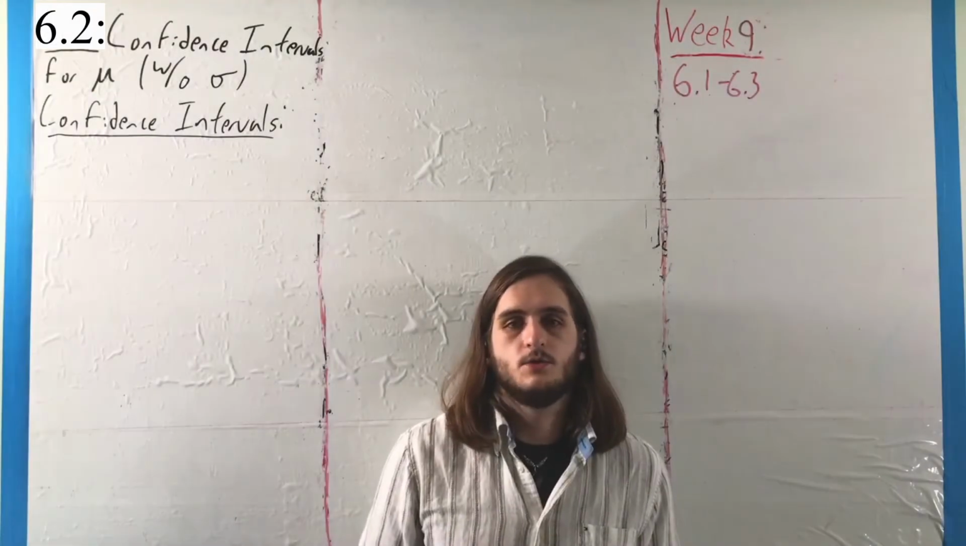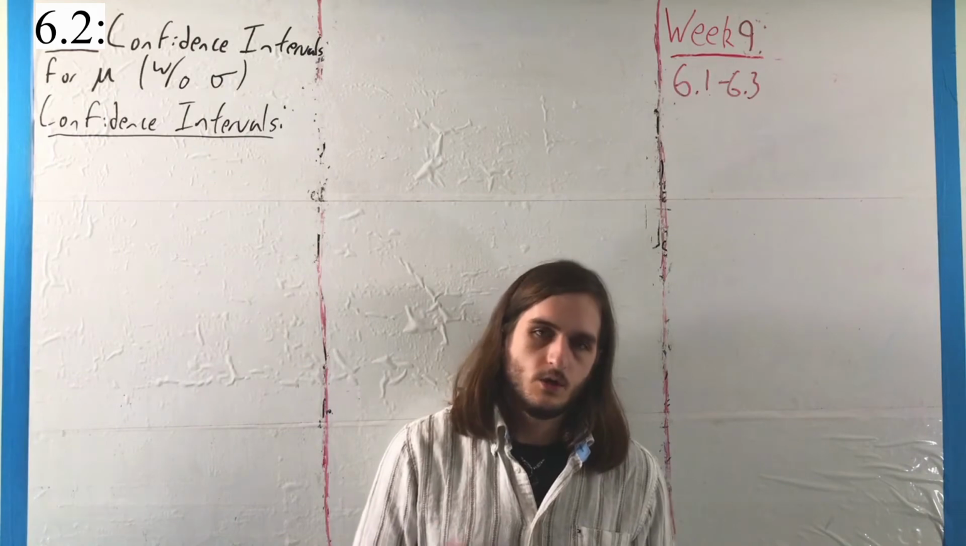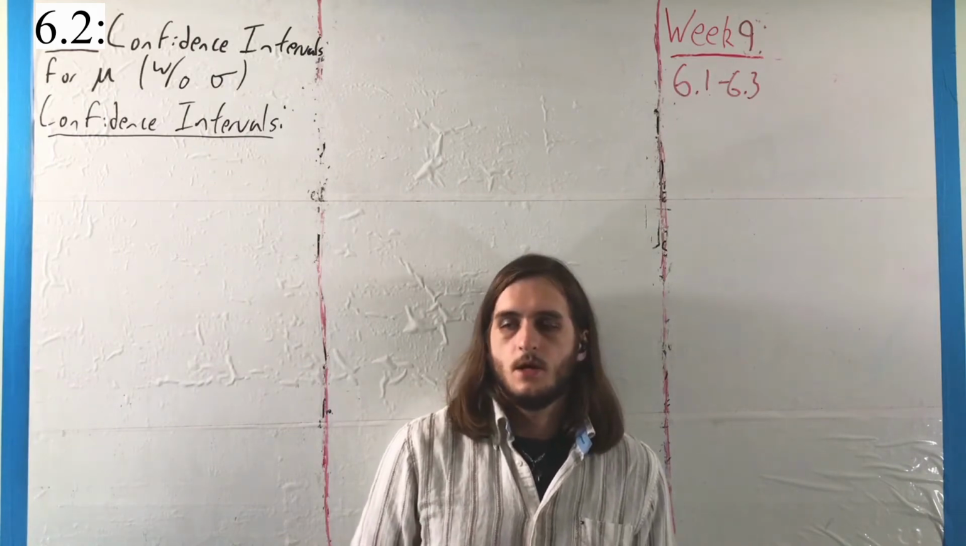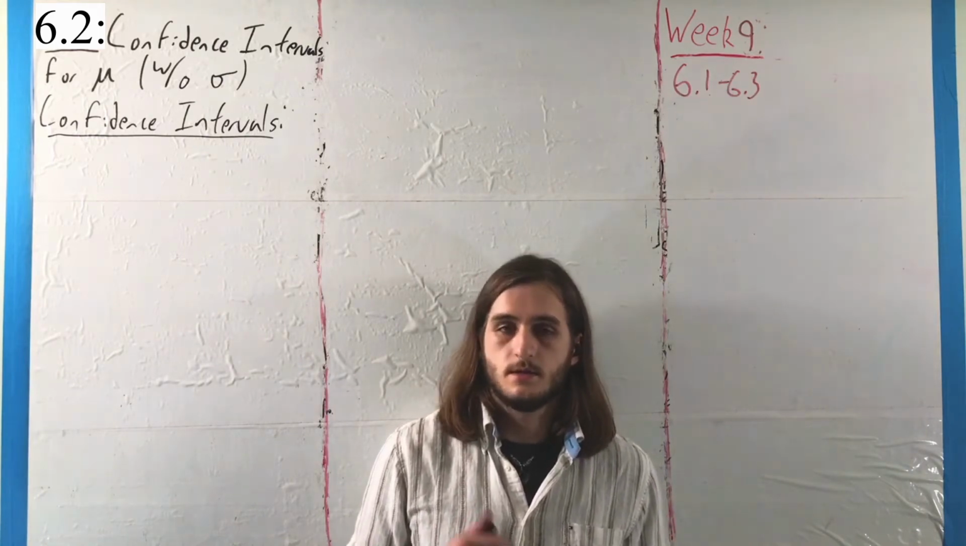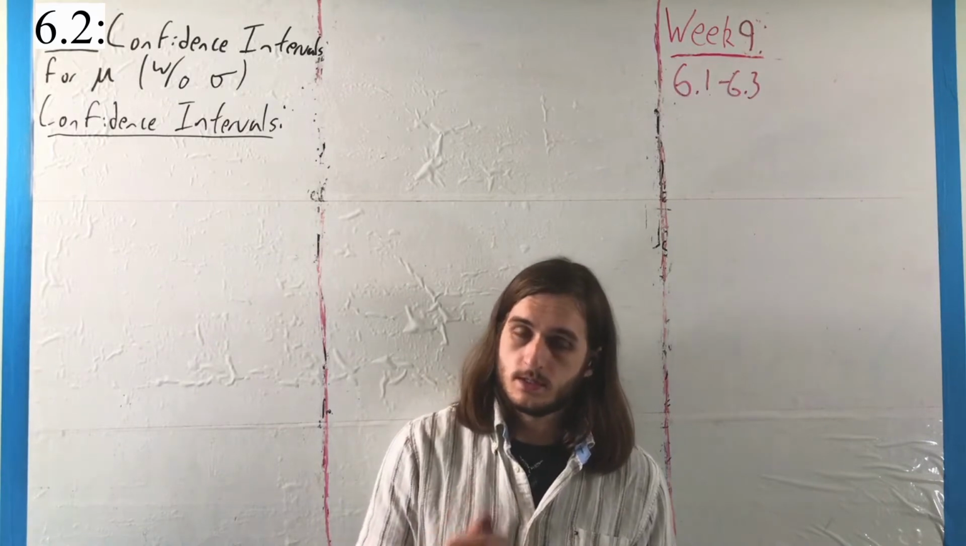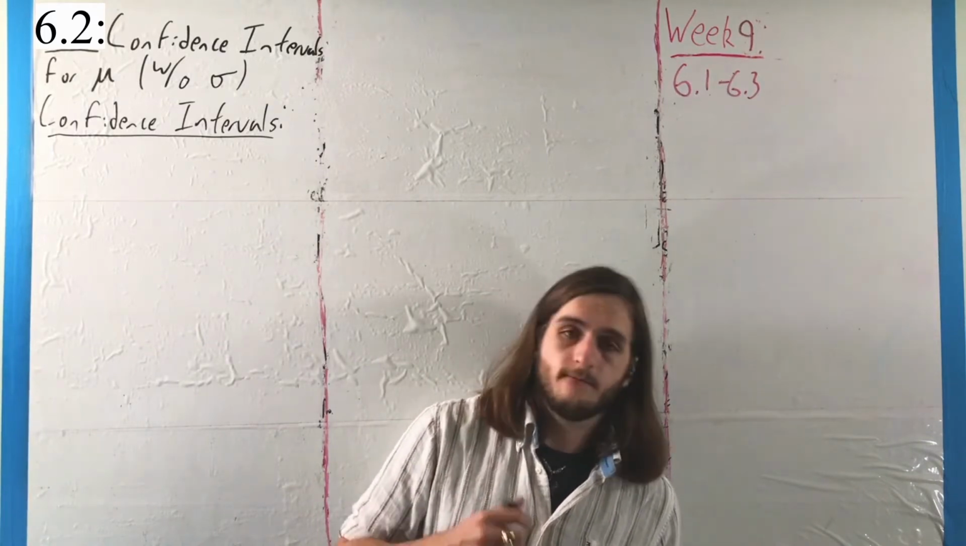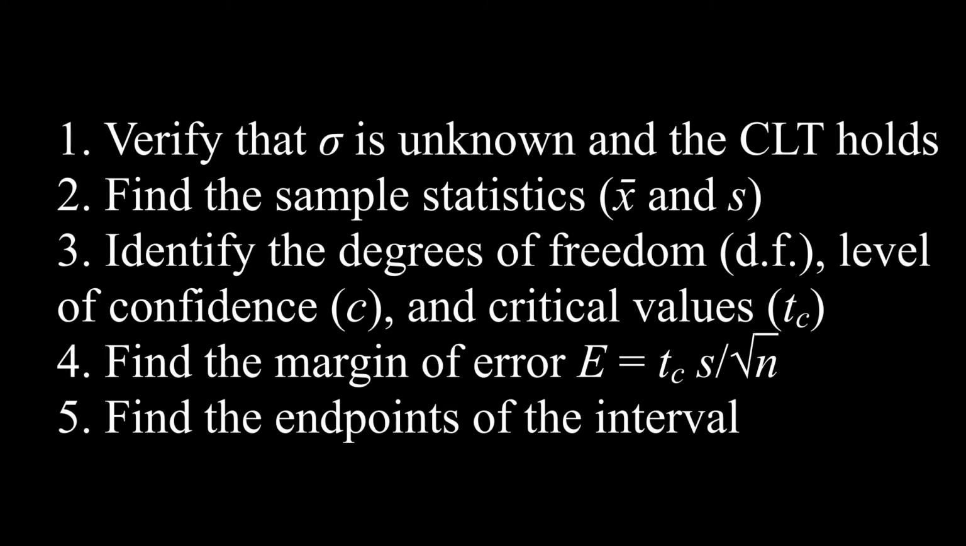So if we want to create confidence intervals using the t-distribution to approximate the mean where we don't know sigma, we essentially have 5 steps, where we first verify that sigma is unknown and that we can use the central limit theorem. Then we find our sample statistics, x bar and s. Sometimes they'll be given, sometimes we'll have to compute them. Then we identify the degrees of freedom, level of confidence, and critical values, our 3 big pieces.